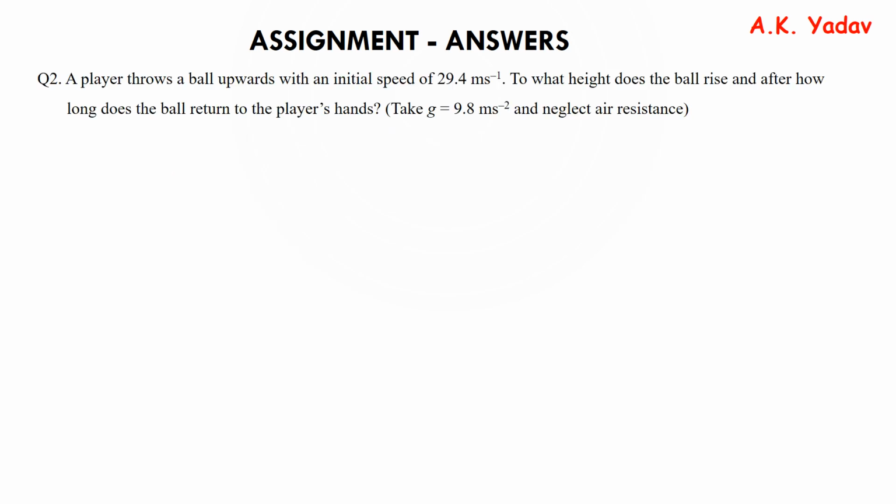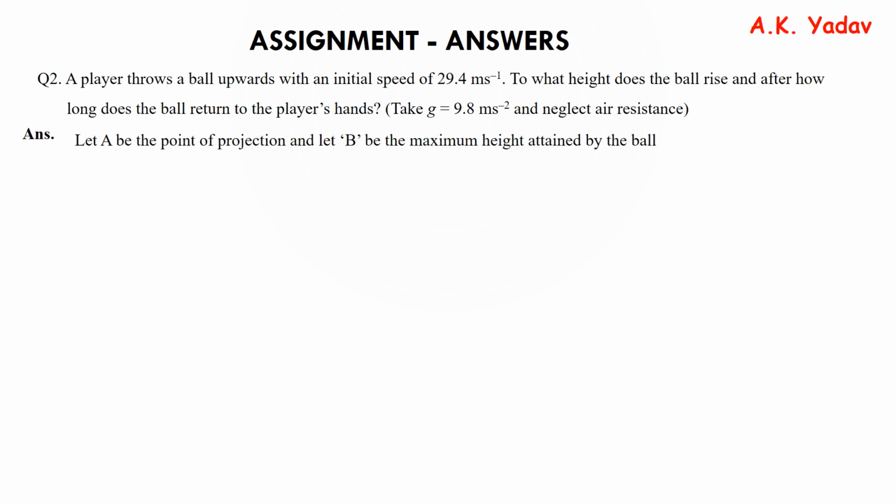Question number 2. A player throws a ball upwards with an initial speed of 29.4 meter per second. To what height does the ball rise, and after how long does the ball return to the player's hand? Take g is equal to 9.8 meter per second square. So let A be the point of projection and let B be the maximum height attained by the ball. So we have A and B. The ball is at point A. It goes to point B.